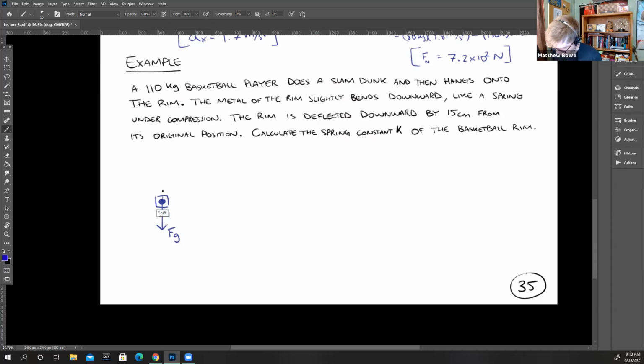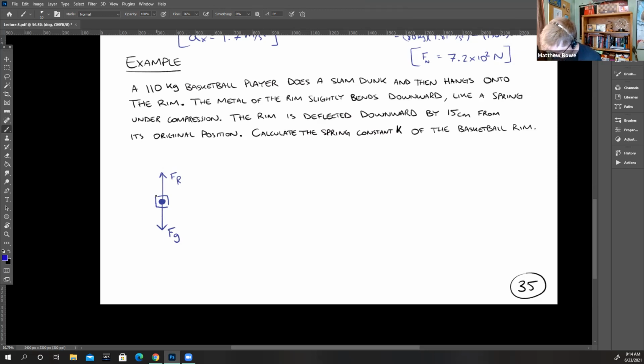Okay, and there's this normal force allowing the basketball player to hang there without the thing breaking, countering this force of gravity. I'll call that the force of the rim holding the basketball player up. That's just how I'm going to arrange this.